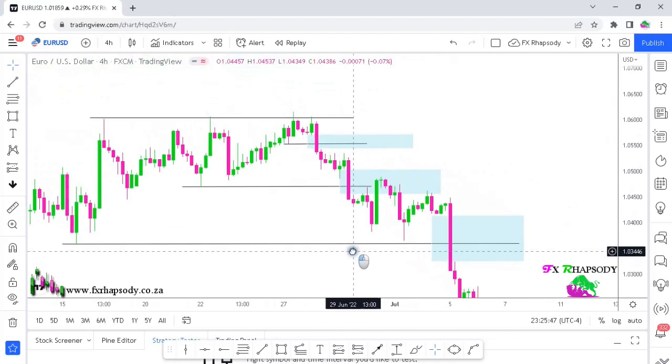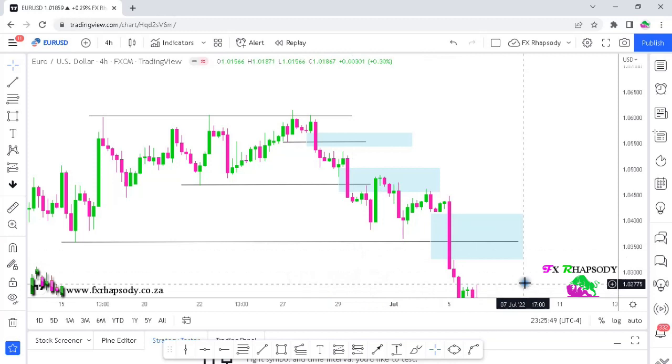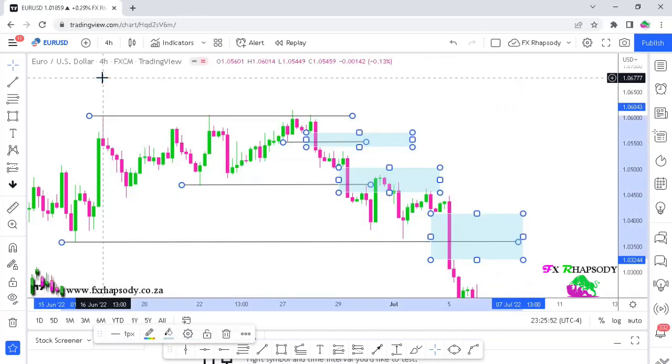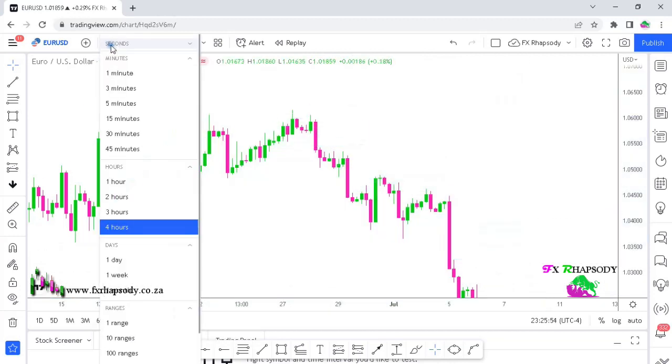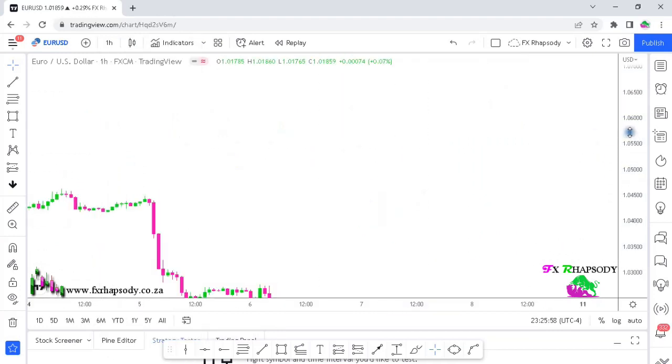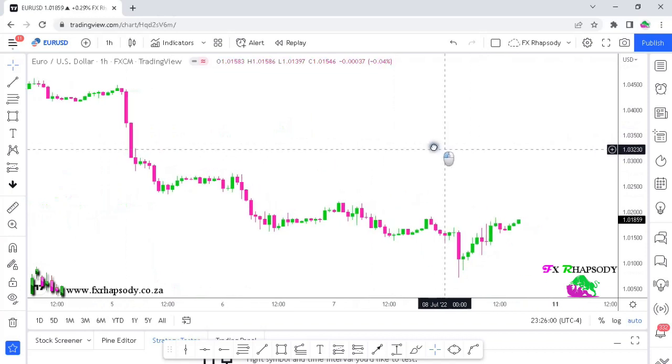Let's just get all of this out the way, and then we can look at the hourly time frame and see what's happening there. So on the hourly time frame, let's just zoom it out a little bit. There we go.